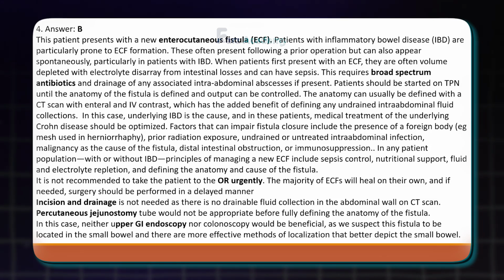Percutaneous jejunostomy tube would not be appropriate before fully defining the anatomy of the fistula. In this case, neither upper GI endoscopy nor colonoscopy would be beneficial, as we suspect this fistula to be located in the small bowel, and there are more effective methods of localization that better depict the small bowel. Okay, so broad spectrum antibiotics, fluids, electrolytes, this would be the correct option in this question.